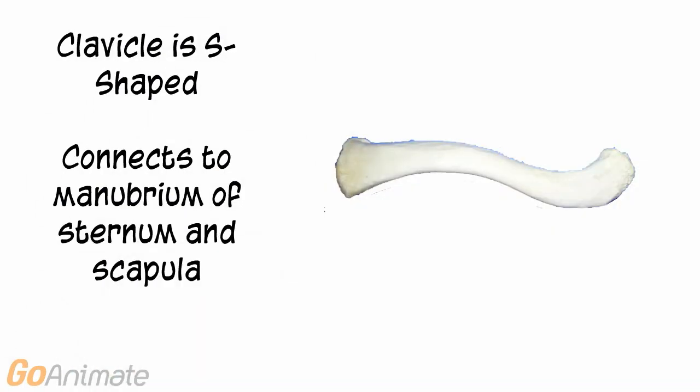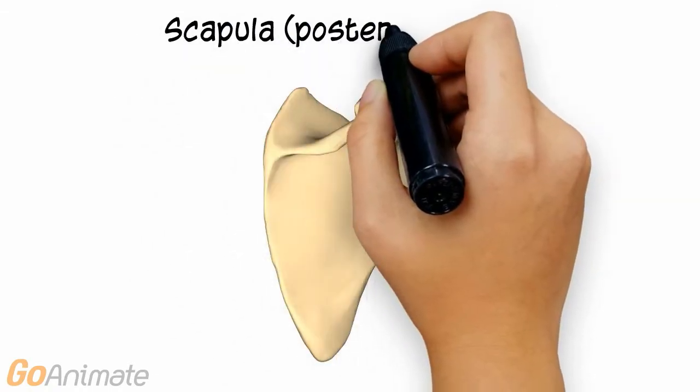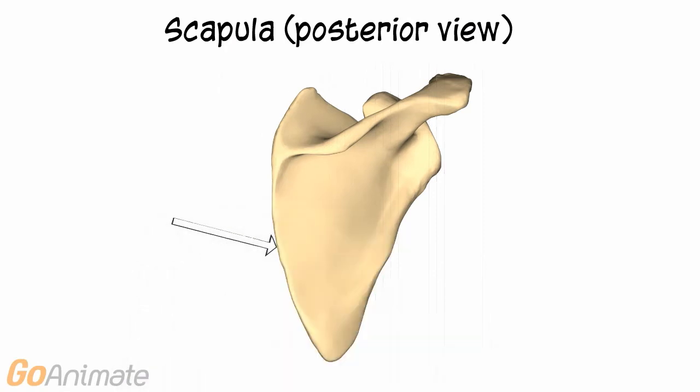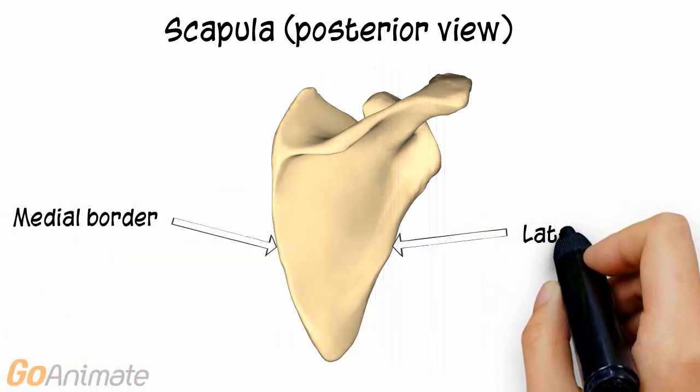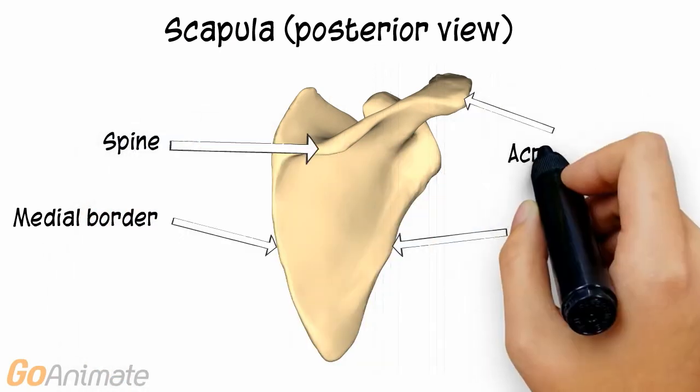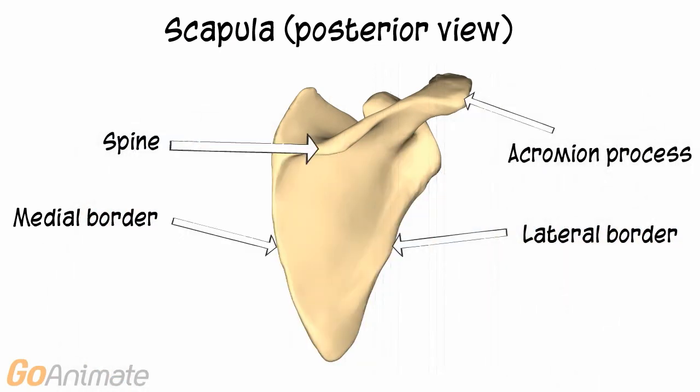The clavicle is an S-shaped bone that connects to the manubrium of the sternum and the acromion process of the scapula. Here is a posterior view of the scapula. Here are the medial and lateral borders. The spine is a ridge of bone which ends at the large acromion process.